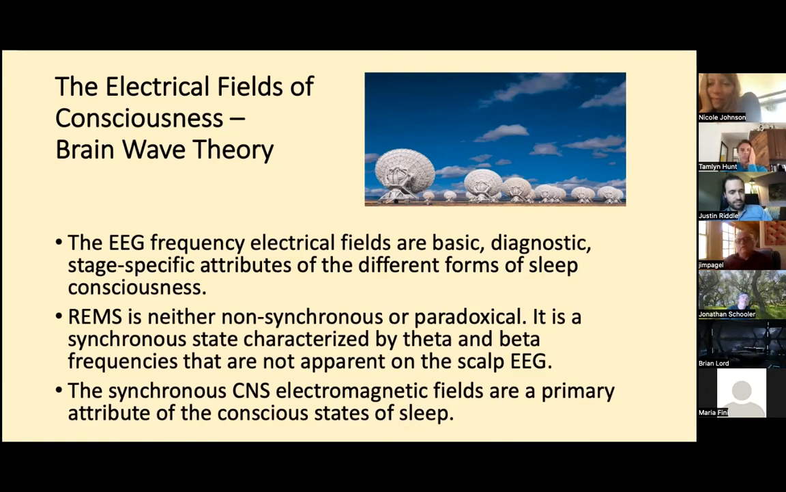The other comment is that REMS is neither non-synchronous nor paradoxical. It's a synchronous state characterized by theta and beta frequency that are not apparent for some reason on the scalp EEG. And finally, that the synchronous CNS electromagnetic fields are a primary attribute of the conscious states of sleep. So that's my little presentation.